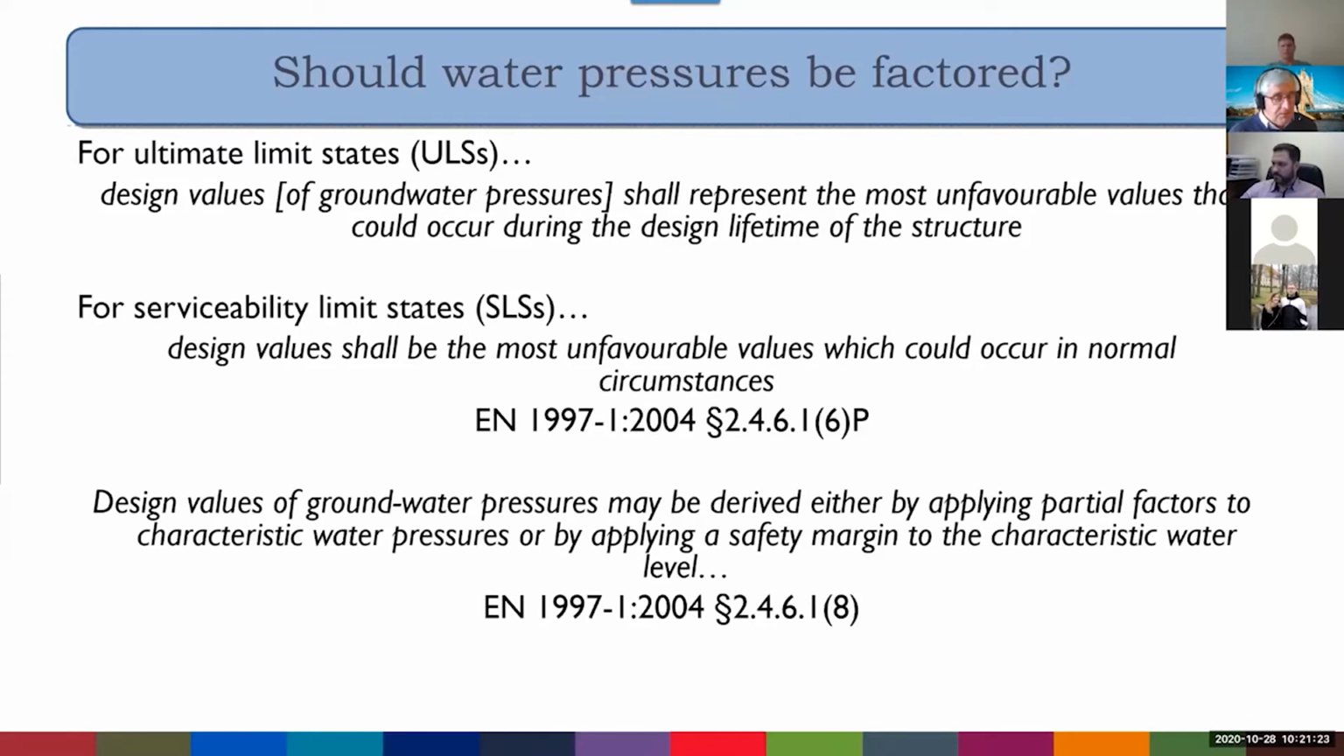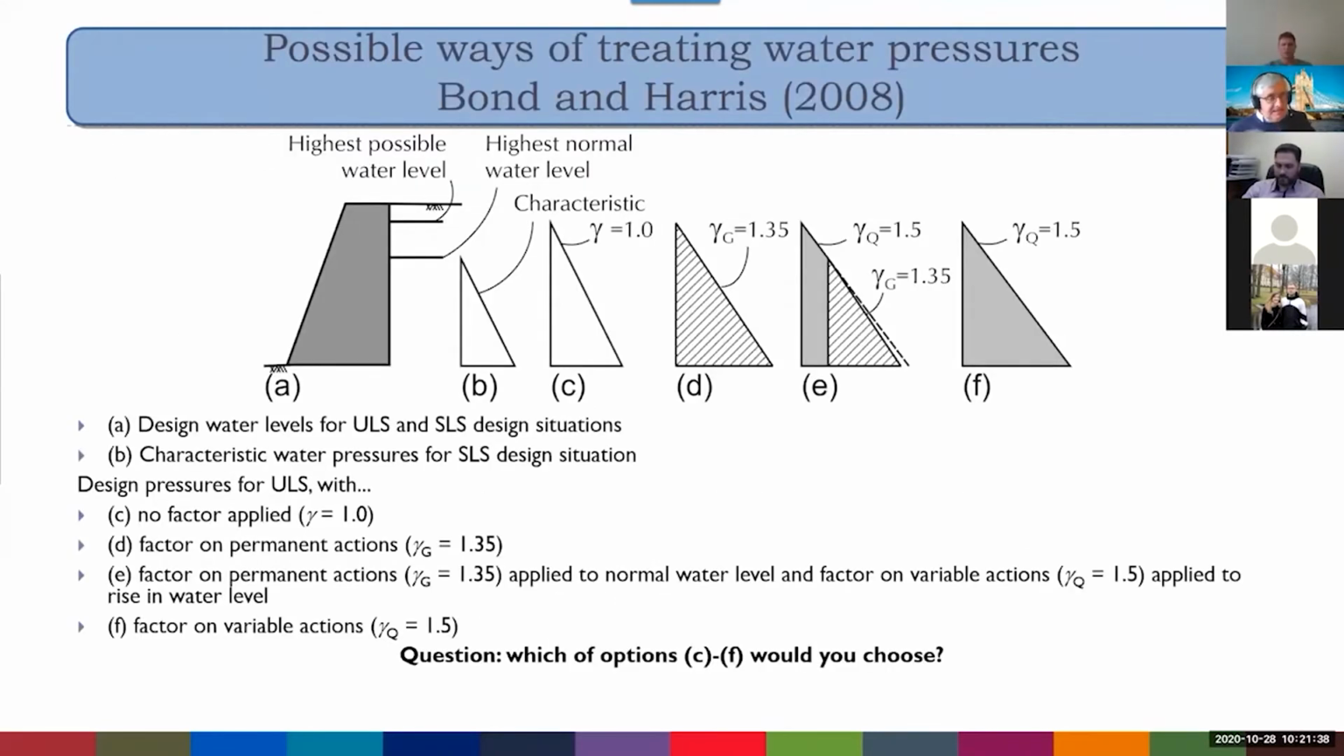Now, there is this important clause at the bottom in Eurocode 7. Design values of groundwater pressures may be derived either by applying partial factors or by applying a safety margin. So the question is, which one is it? Which one should we do? So here's a little exercise that was done when Eurocode 7 came out in 2004 amongst geotechnical engineers across Europe. It wasn't done by me, it was done by a colleague.